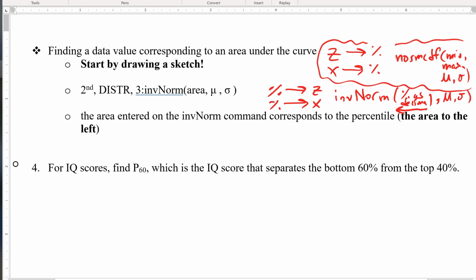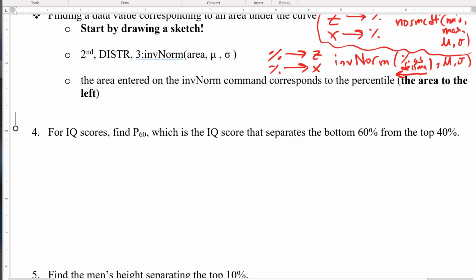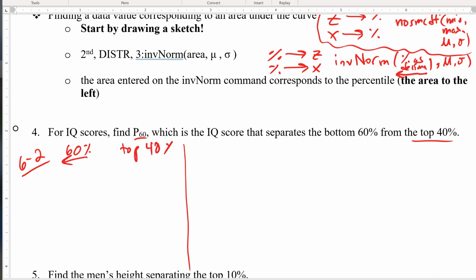so that's not a problem. So let's start with this. If I wanted P of 60, I can go from that. That basically means the 60th percentile. That means the left 60%. Now notice they also said that does also mean the top 40%. So these two mean the same thing.